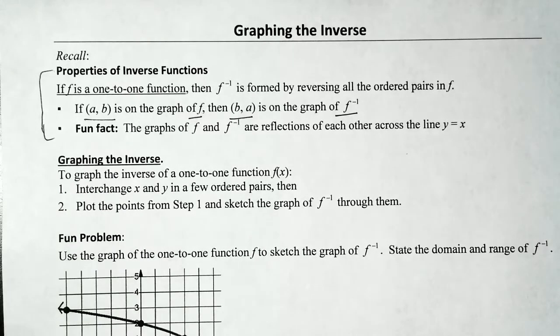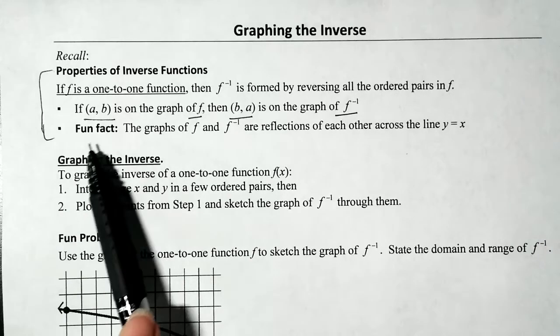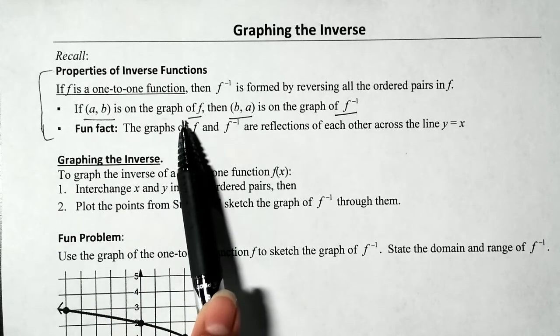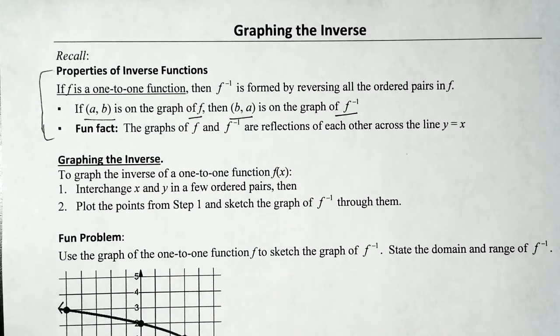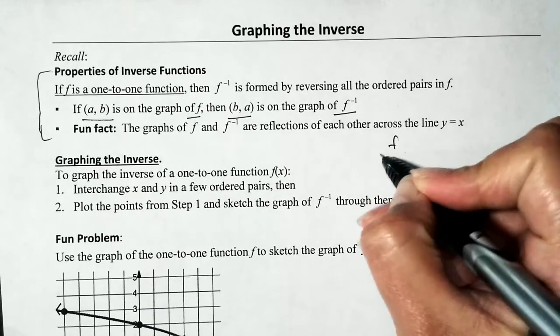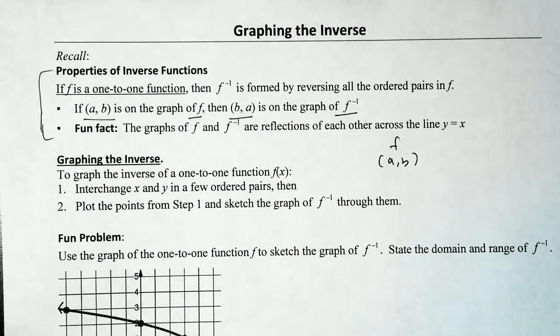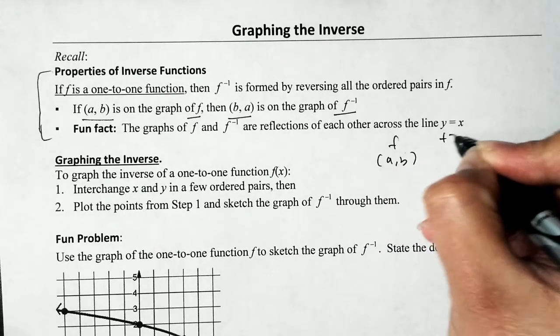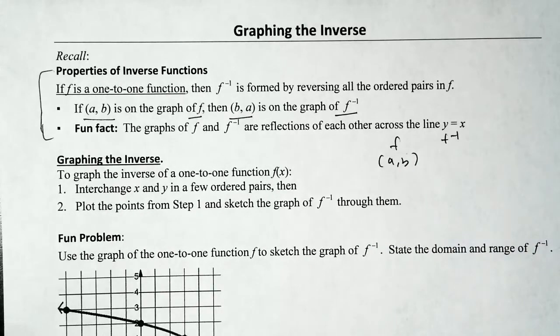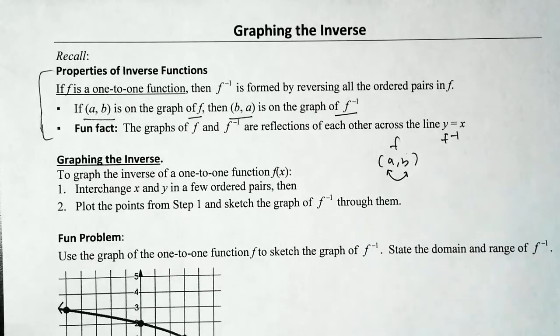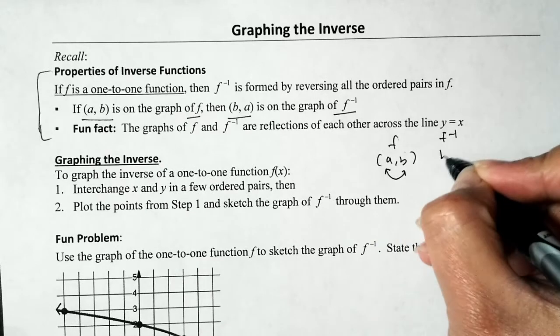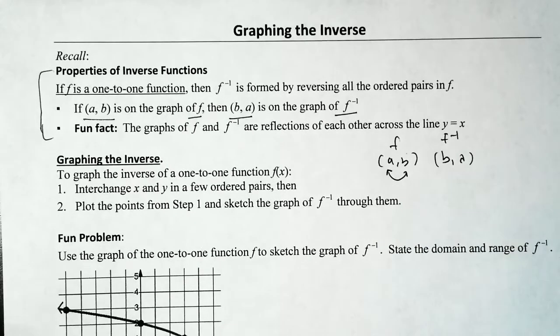In terms of f and its inverse, if (a, b) is on the graph of f, then (b, a) is on the graph of f inverse. And the question is, why is that the case? A gentle reminder: assuming we have some ordered pair on f, what will be the ordered pair on the inverse? To find the inverse, we reverse the order of all the ordered pairs. When we switch places, that gives us (b, a). So we reverse all the ordered pairs.